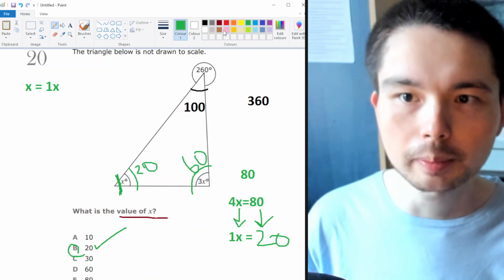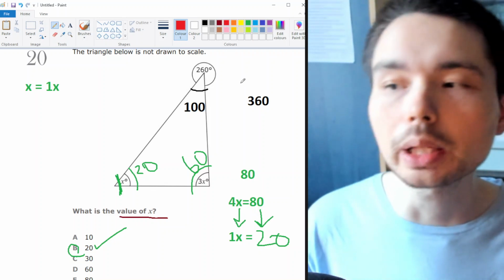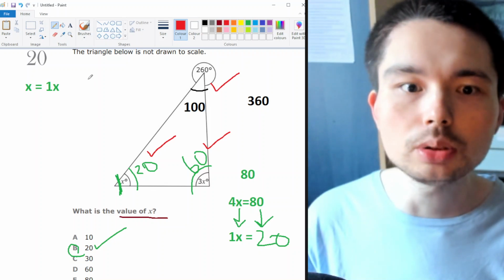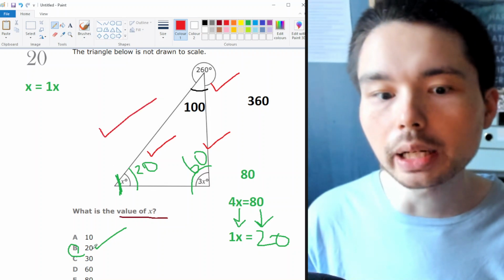We can always do a check. There's no time to check in the exam. You need to quickly move on to the next question. 100 plus 20 plus 60 is equal to 180. So we know we are correct. B is the answer.